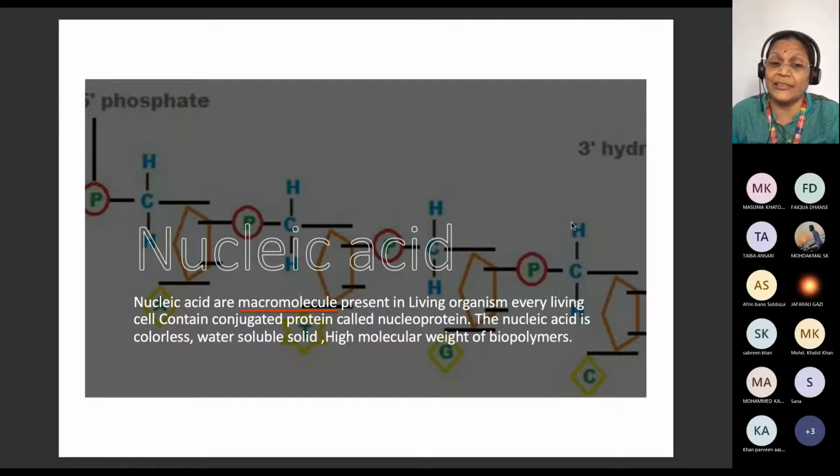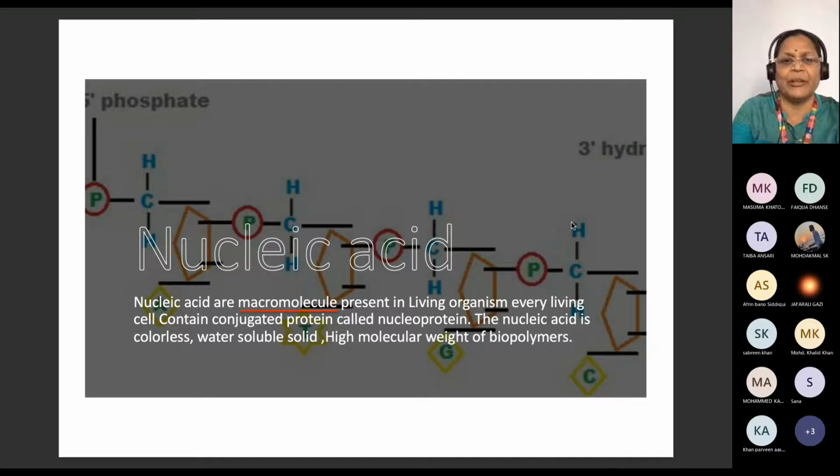And this is a conjugated protein which we call nucleoprotein, and the nucleic acid, yes, if you are separating it. Now scientists could separate it and study the properties. And nucleic acid, they found, is a colorless, water soluble solid and of high molecular weight because it is a polymer, na? It's a biopolymer.